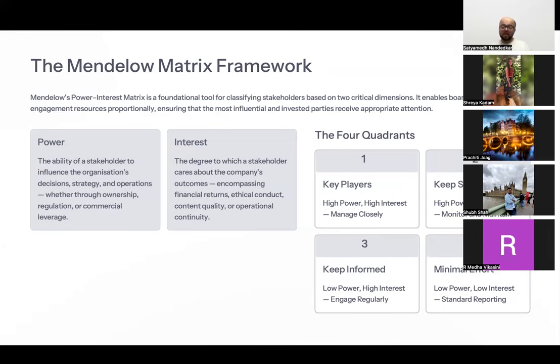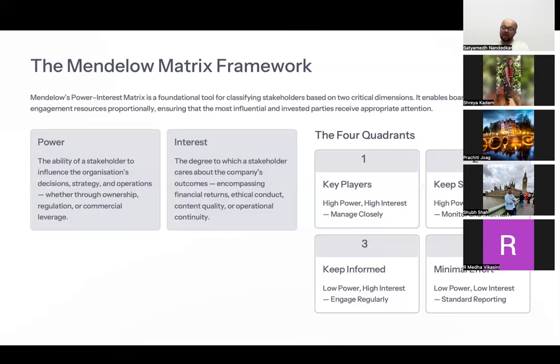Talking about interest, the degree to which a stakeholder cares about the company's outcomes, encompassing financial returns, ethical conduct, content quality, or operational continuity. Basically, we are trying to gauge how much can you control, how much power do you have, and how deeply are you affected by the entity. Okay, so we basically break this down into four quadrants. Key players, these are those who have high interest, high power. We have to manage them closely.